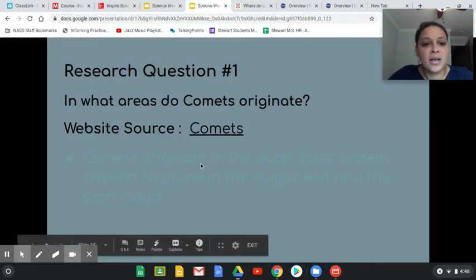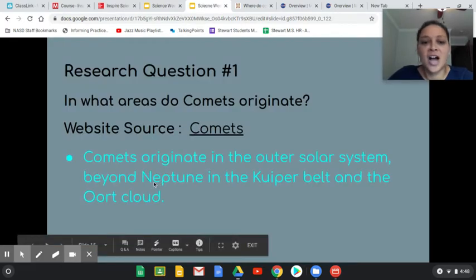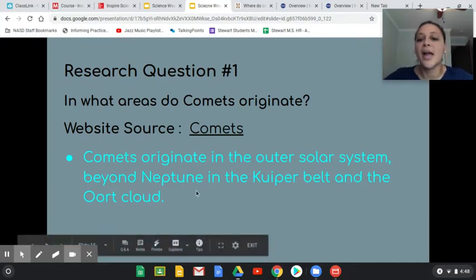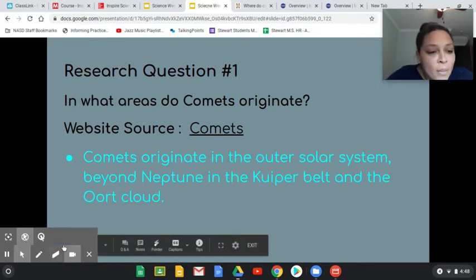And so here's my answer. Comets originate in the outer solar system beyond Neptune in the Kuiper Belt and the Oort cloud. So there you go. I used that website to help me find my answer.